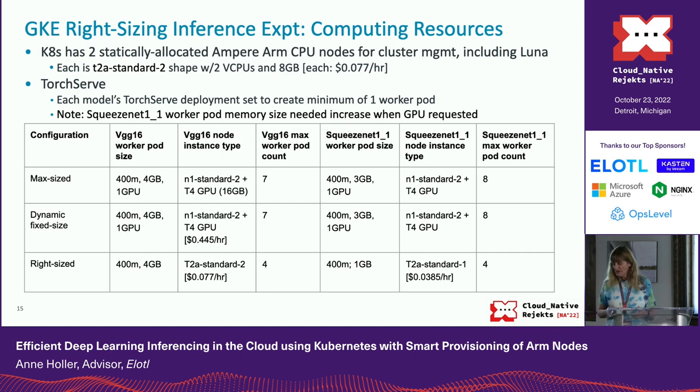So in this case, we got T2A standard 2 for the nodes that would match the right-sized workers. And we got an instance type that involved the T4 GPU for the fixed size dynamic and for the max size. In this case, again, the second SqueezeNet configuration needed less memory, although it needed more memory for GPU. So that's kind of an interesting thing. When you're running GPU, it actually has an impact on CPU memory because you need to stage the things that are being written to the GPU.